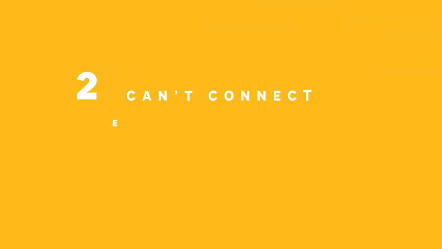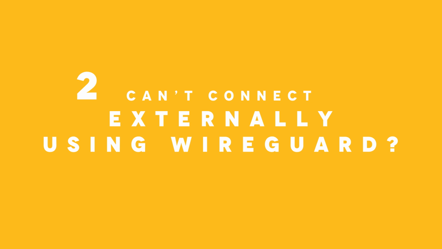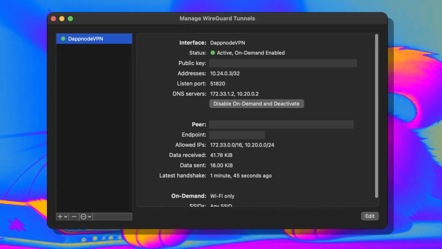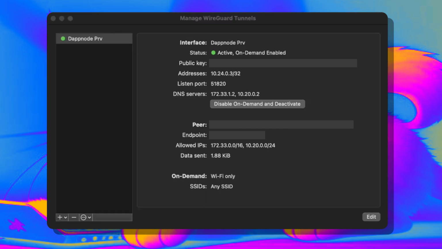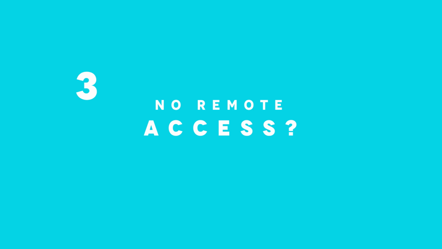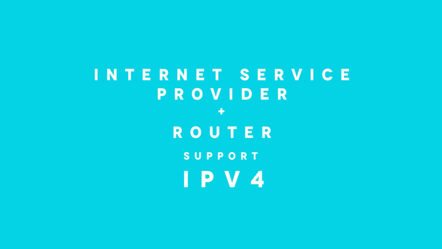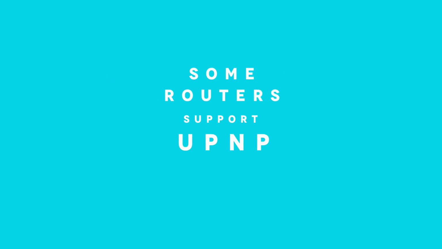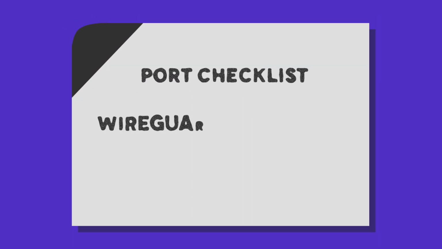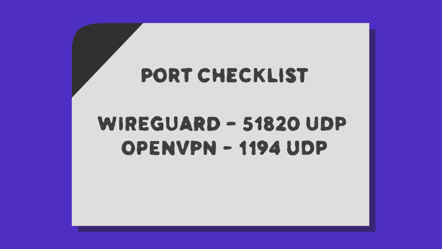2. If you can't connect externally using Wireguard, you must make sure that the domain of the endpoint contained in your credentials resolves to your public IP address or your DynDNS domain. 3. No remote access. Check that your ISP and router support IPv4. Some routers support UPnP, which is a protocol that takes care of port configuration automatically. If UPnP doesn't make it for you, you'll need to open each required port manually.